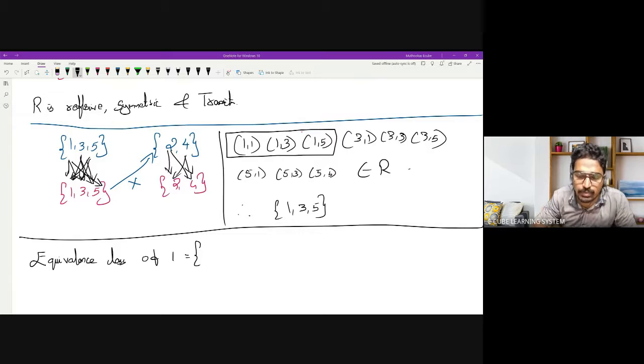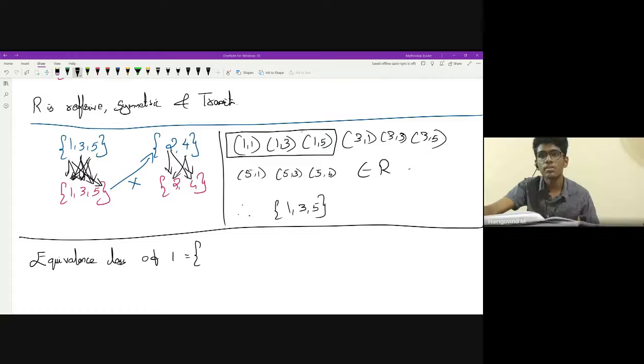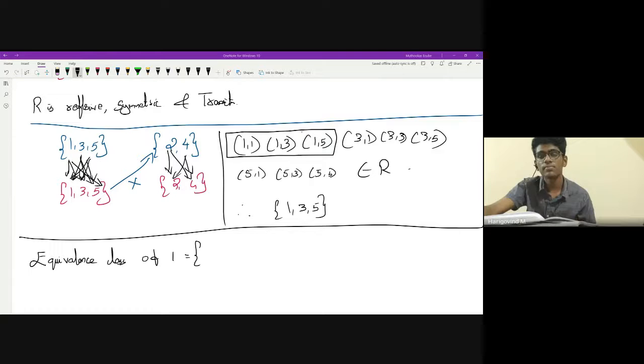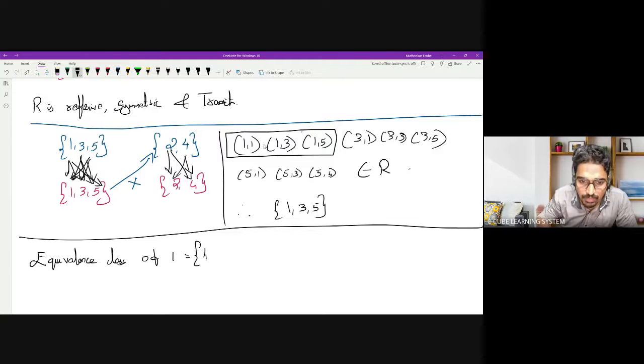1 is related to 3 and 5. 3 and 5 on 1 1 not related. So the equivalence class of 1 will be {1, 3, 5}. 1 is related to 1, 3, 5.